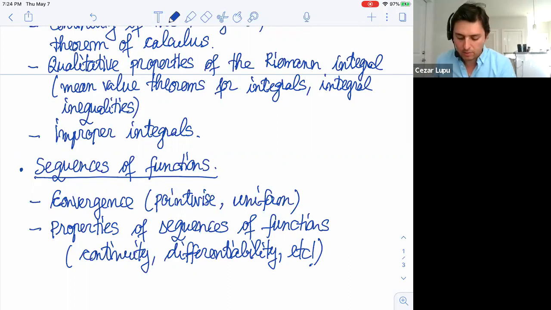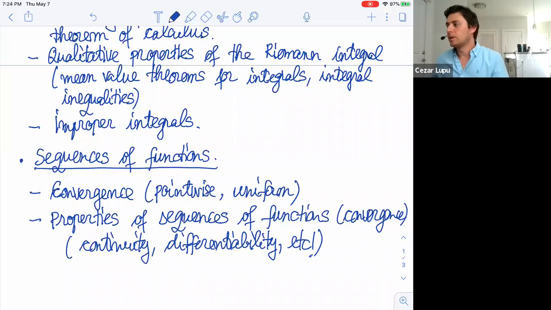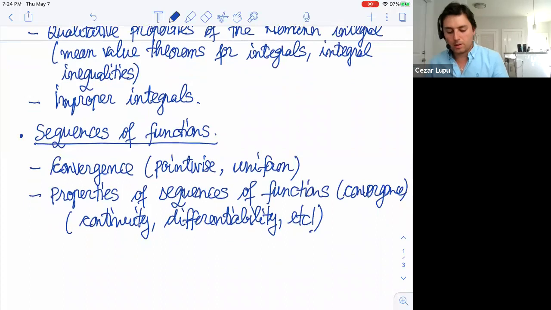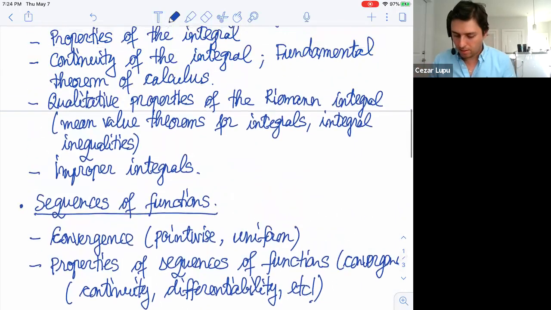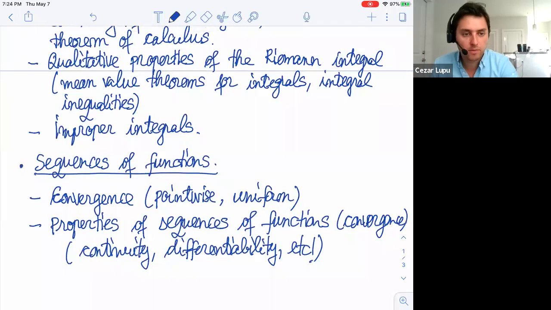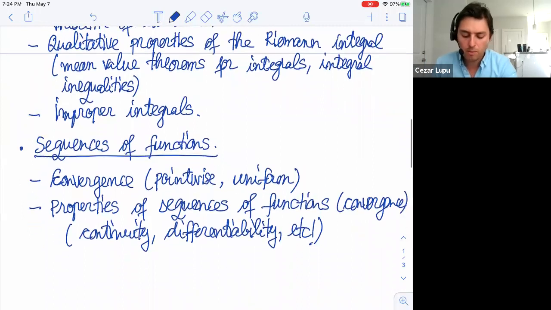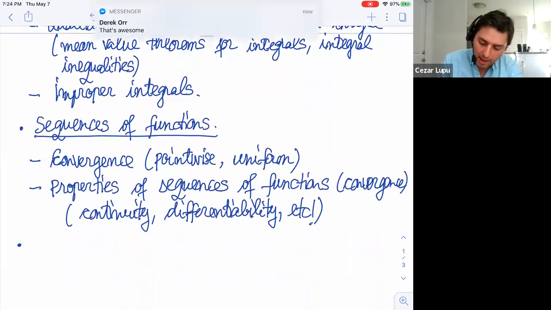So we talked about properties of sequences of functions, and in fact, when I say that, I mean about the convergence. Then we correlated this with the previous two chapters. If all the properties from the previous two chapters, from the differentiability and integrability, were understood, then there will be no problem with this too. And then we talked about the last one, infinite series.